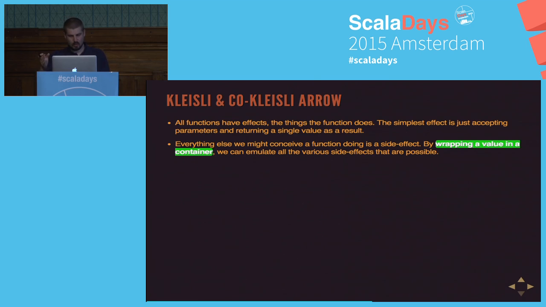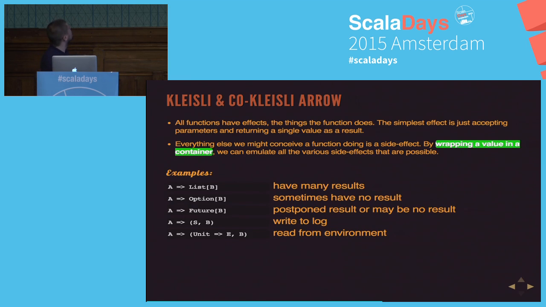And namely, what kind of side effect containers do we know? I think they're very commonly known. Maybe the first one is the most commonly used: a List, when a function has many results, more than one, or maybe nothing. Sometimes we have no result, that's Option. Maybe the result is postponed, or maybe there is no result in the future. Write it to the logs, read from the environment. These are all containers for side effects.